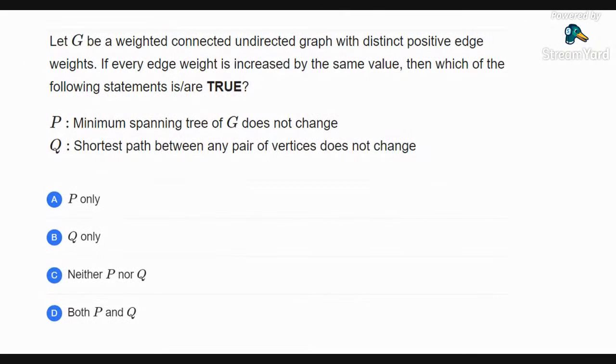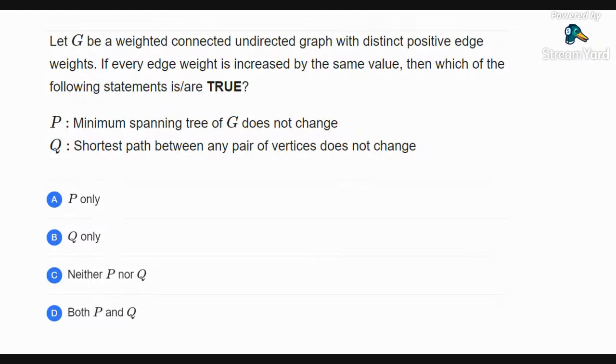Now we will see some questions based on this. The first question: let G be a weighted connected undirected graph with distinct positive edge weights. Distinct positive edge weight means each and every edge has a different weight. Okay, so it is not like two edges share the same weight.